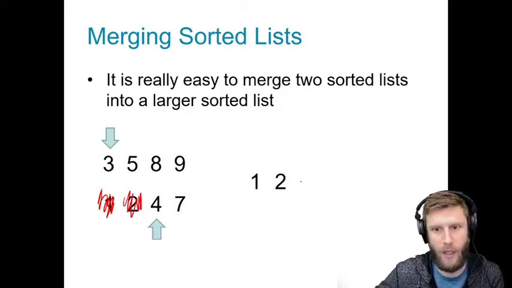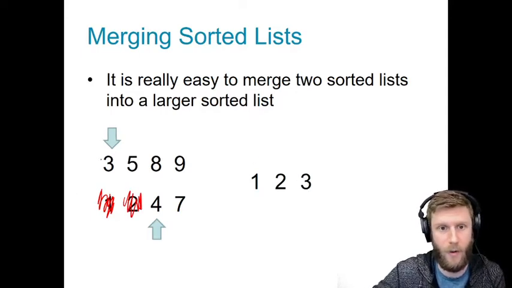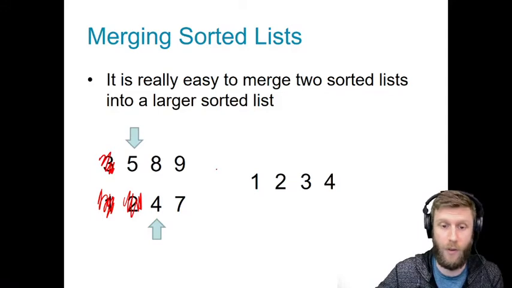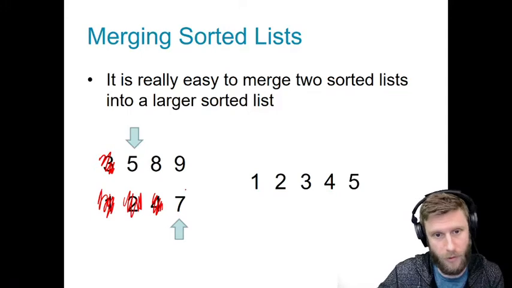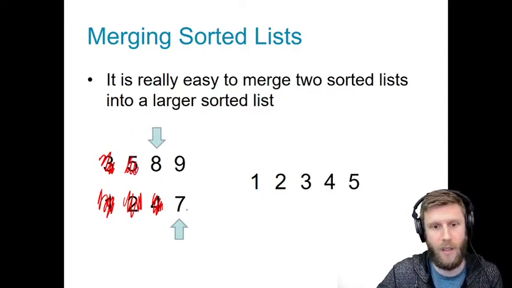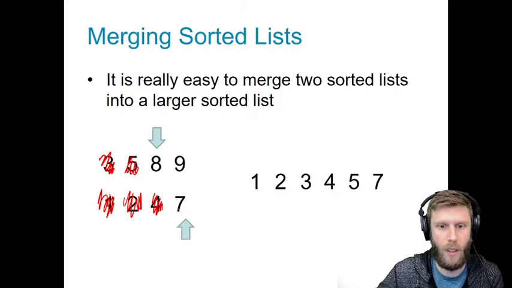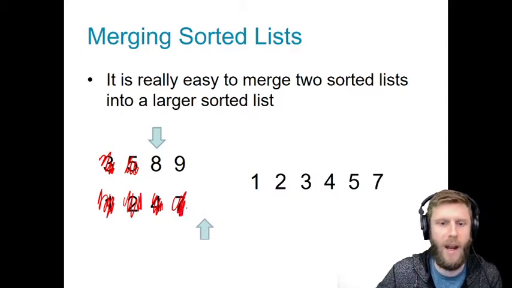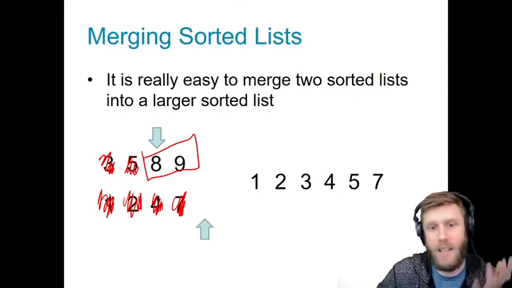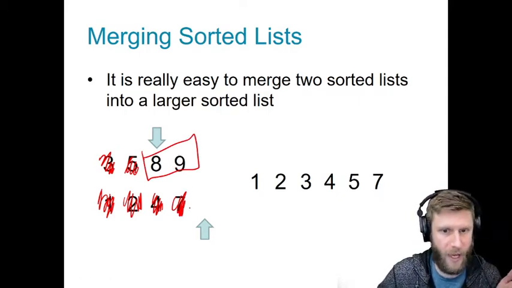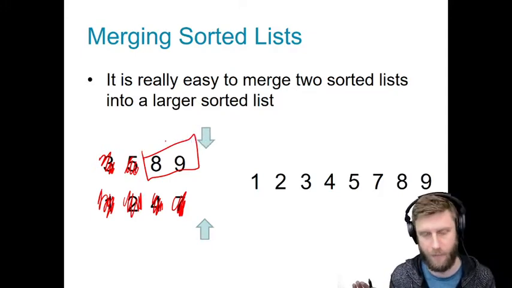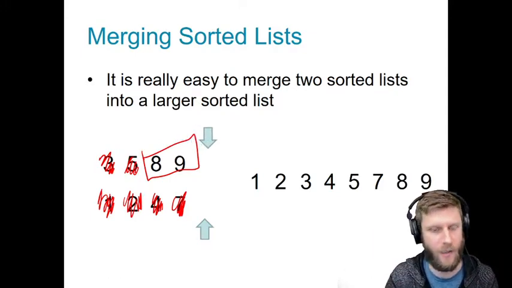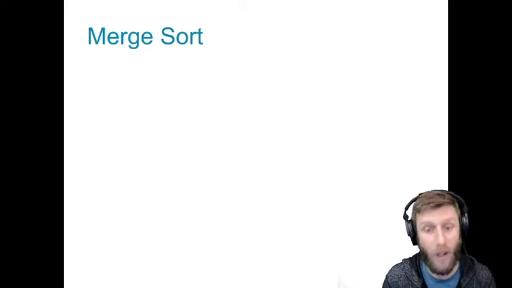Now the three and the four, well, the three is going to come next, so we move down on the first list. Then the four is going to come next, so we move down on the second list. Five comes before seven. Seven comes before eight. And this list is done. Everything remaining in the other list must be bigger than the last thing in this one, otherwise it would have been chosen first. So we can just throw the eight and nine on it. Awesome. That's the principle of merging the lists, and we can do that in linear time, which is wonderful.